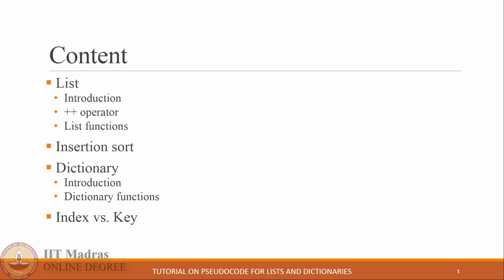Hello computational thinking students. In this tutorial we will see pseudocode for lists and dictionaries. This is the outline of this tutorial. List ++ operator, list functions, followed by insertion sort, dictionary functions, and difference between index and key at the end.